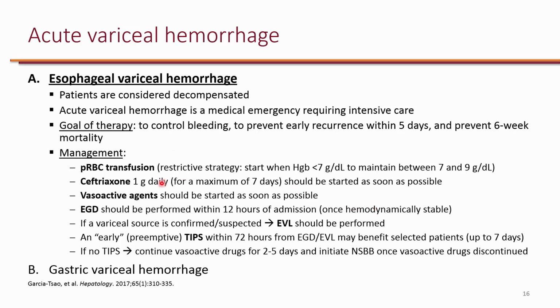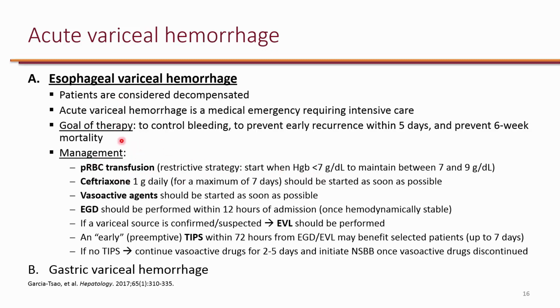Now, of course, when patients have active bleeding, what you want to do is to assess them to see if they need blood transfusion or packed red blood cell transfusion. In general, we do use the restrictive strategy. So that means if hemoglobin is less than 7, then they need transfusion to maintain 7 to 9. This is in general. If patients do have cardiovascular comorbidities, then we actually use a hemoglobin cutoff of 8. So for those patients, if hemoglobin is less than 8, then they need to get transfusion.